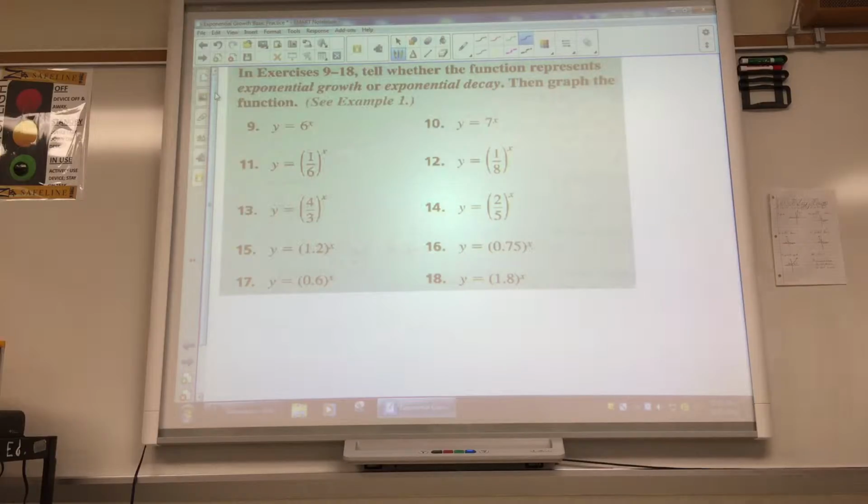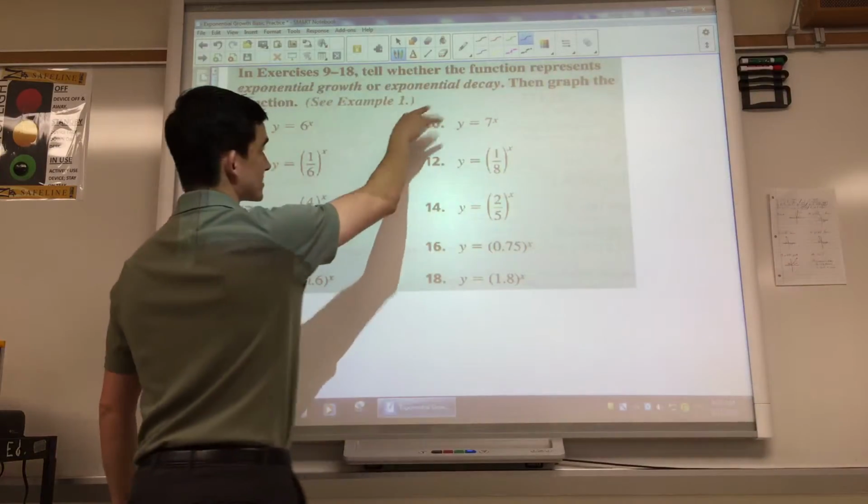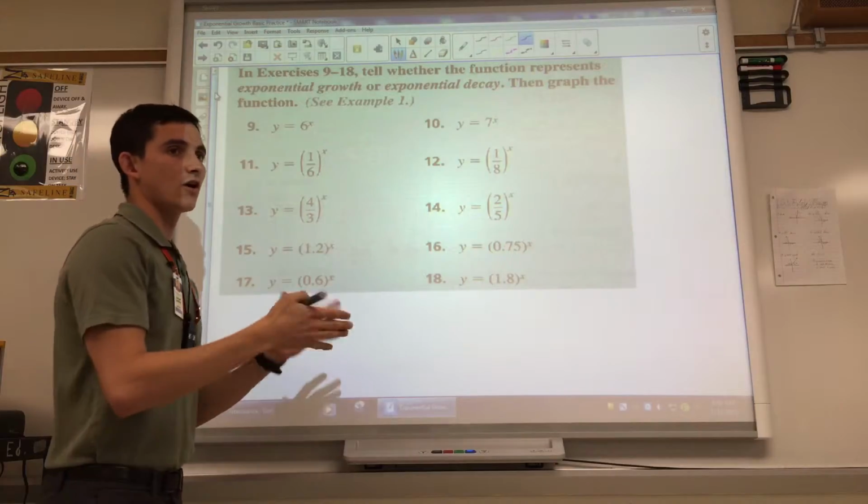18. Number 18. That was quick. All right. What I'm supposed to be doing is tell whether the function represents exponential growth or exponential decay.